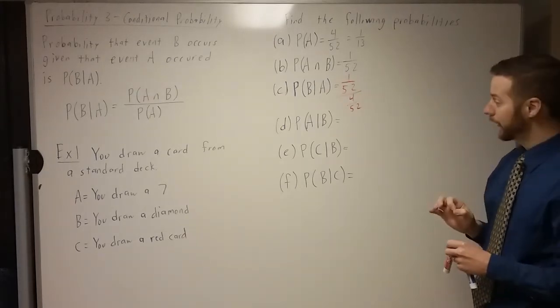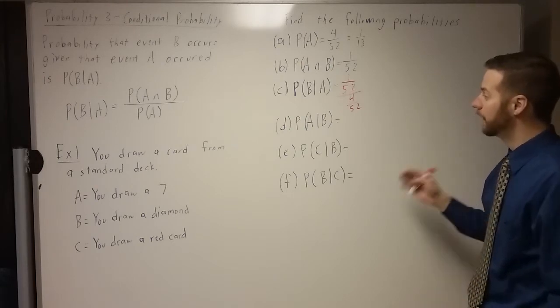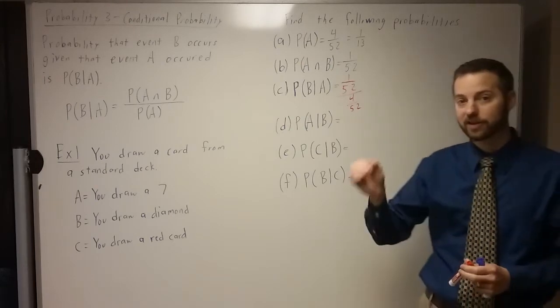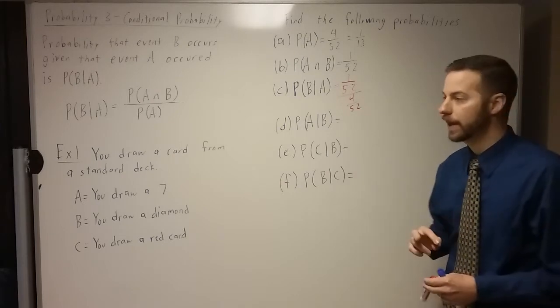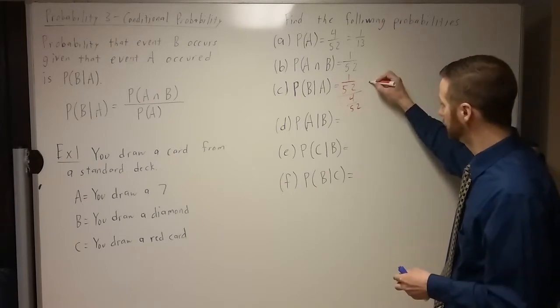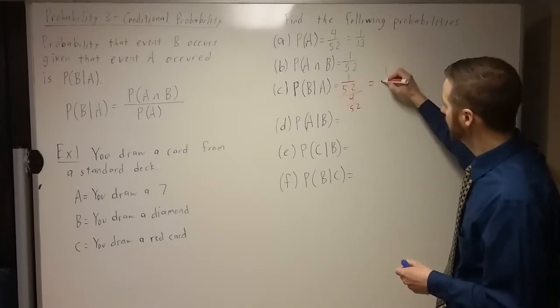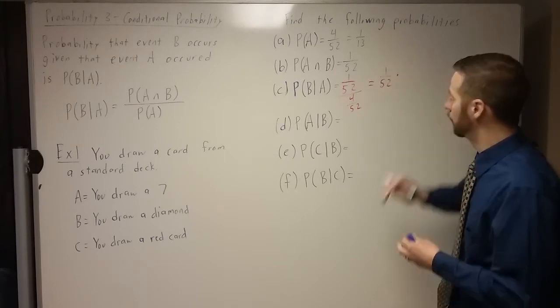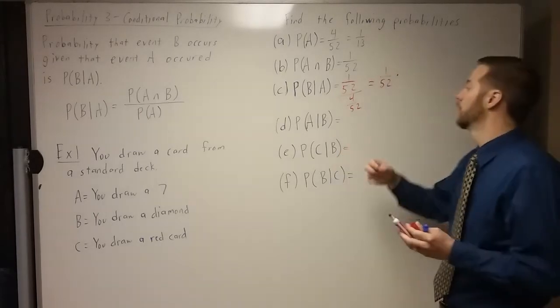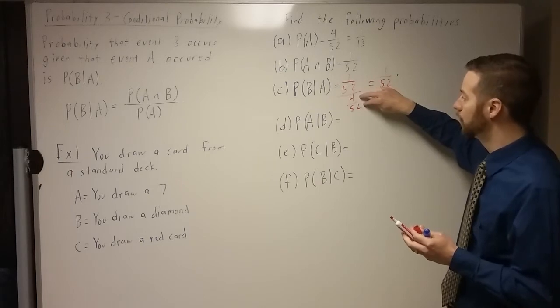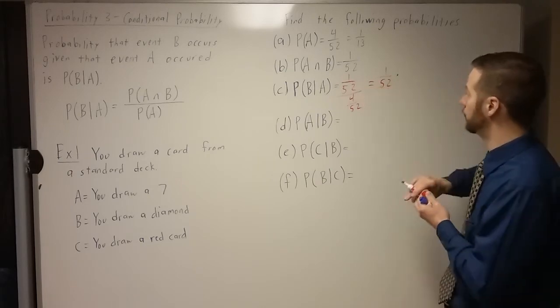Now, this is where we got to remember just a little bit about how we divide fractions. If I have a fraction divided by a fraction, the way to undo that is multiply by the reciprocal. So this is the same thing as 1 over 52. Remember, reciprocal means we flip it over. So dividing by 4 over 52 is the same thing as multiplying by 52 over 4.